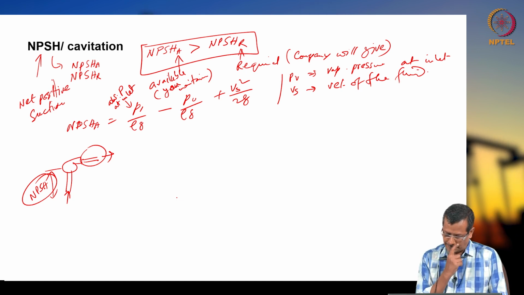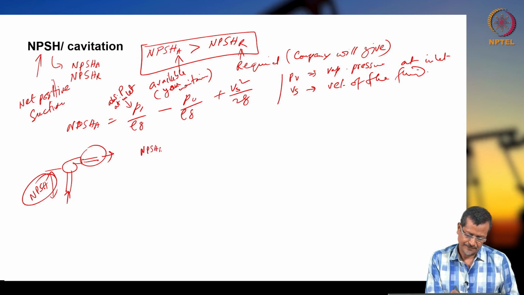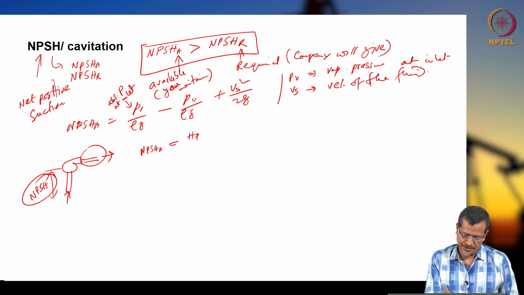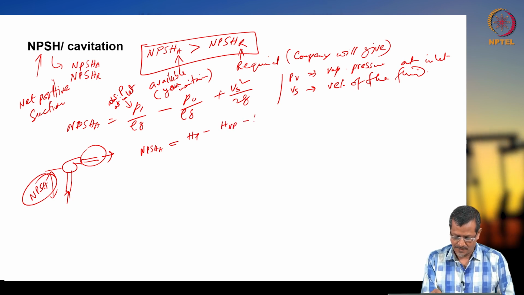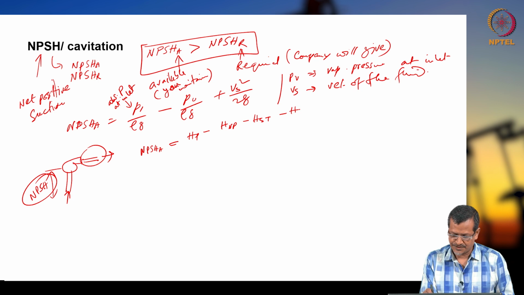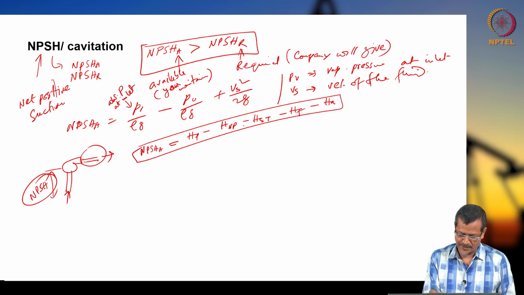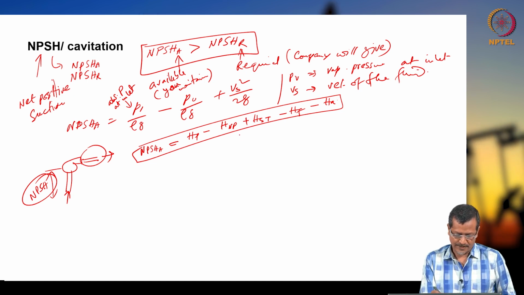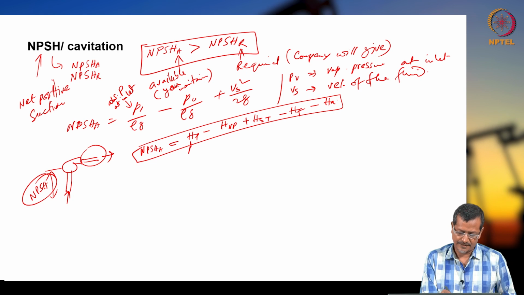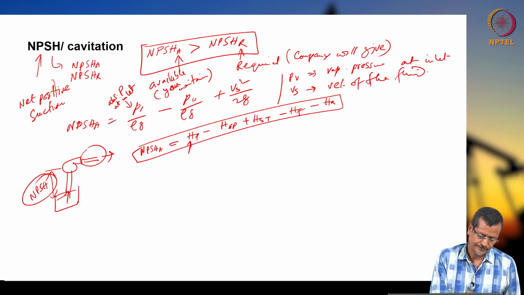So NPSH equals HP, there is a detailed formula: H vapor, HST minus HF minus HA. Whatever I was talking about, HST will be plus. This is the absolute head at the surface of the liquid tank. So let's say, how much pressure is here.